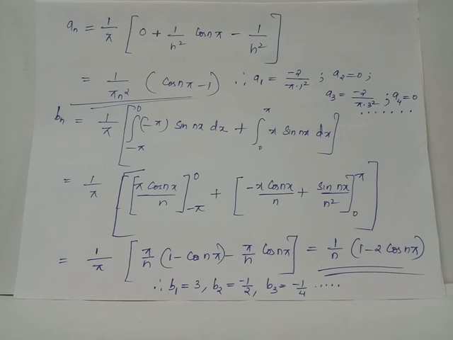Giving different values for n equals 1, n equals 2, n equals 3, etc., we will get a1 equals minus 2 by pi, a2 equals 0, a3 equals minus 2 by pi into 3 square, and so on.